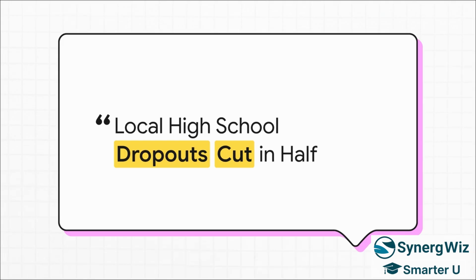Just look at this real headline. Local high school dropouts cut in half. Now, if you read that one way, it's fantastic news, right? Great for education. But read it another way, and let's just say it's a much more gruesome story. This is a perfect, kind of funny example of the confusing double meaning we're going to break down.